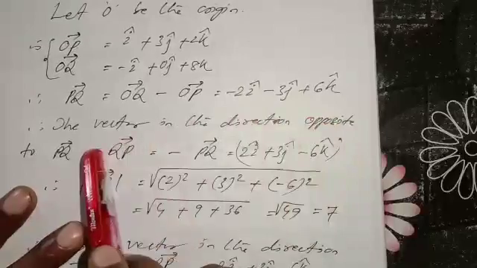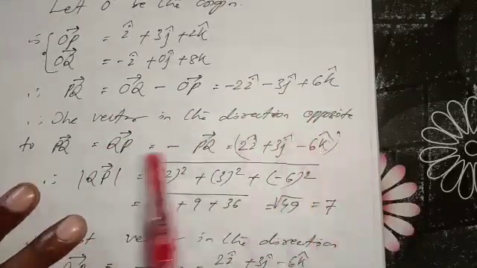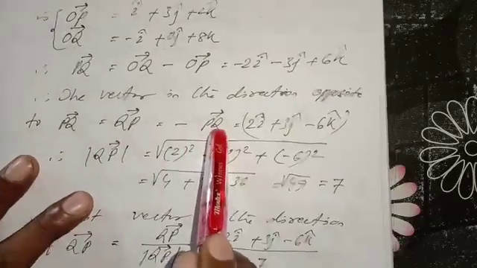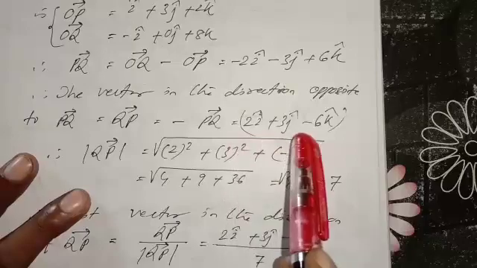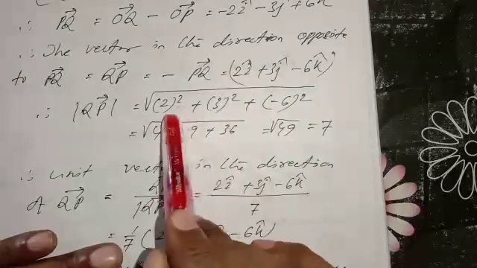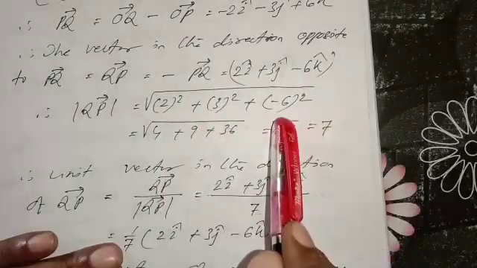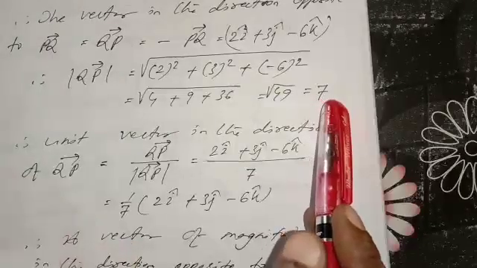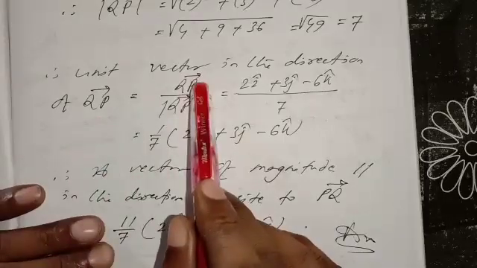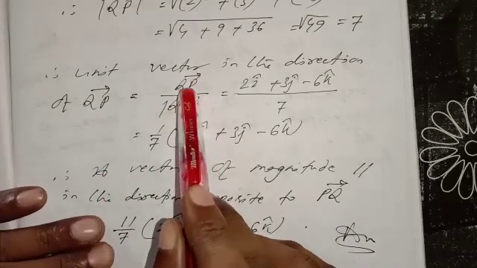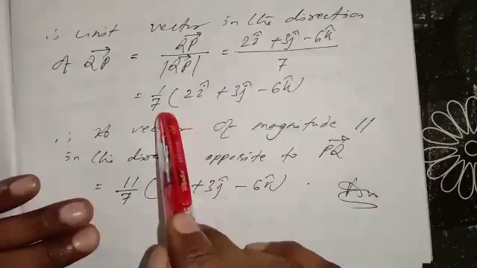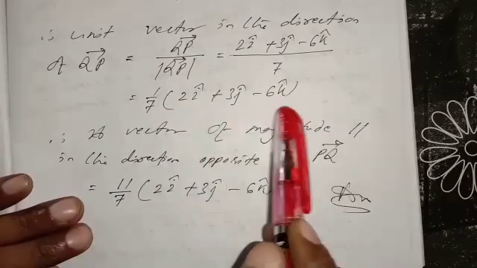The vector in the direction opposite to PQ is equal to QP, that is nothing but minus PQ. Just multiply PQ by minus, it will be 2i plus 3j minus 6k. Next you have to find the magnitude of QP: i coefficient whole square plus j coefficient whole square plus k coefficient, that is minus 6, whole square, root over. It is coming 7. The unit vector in the direction of QP will be the QP vector divided by its magnitude: 2i plus 3j minus 6k divided by 7. That means 1 by 7 times (2i plus 3j minus 6k).